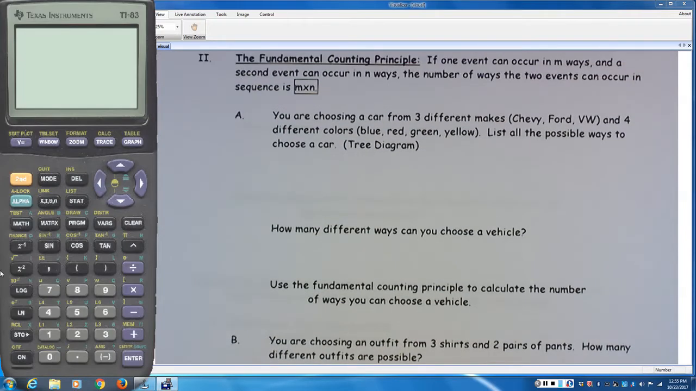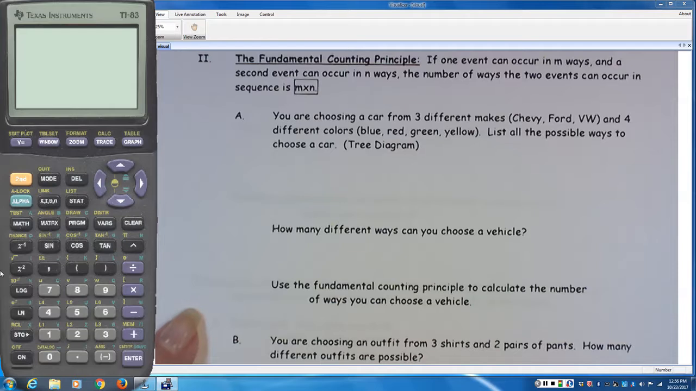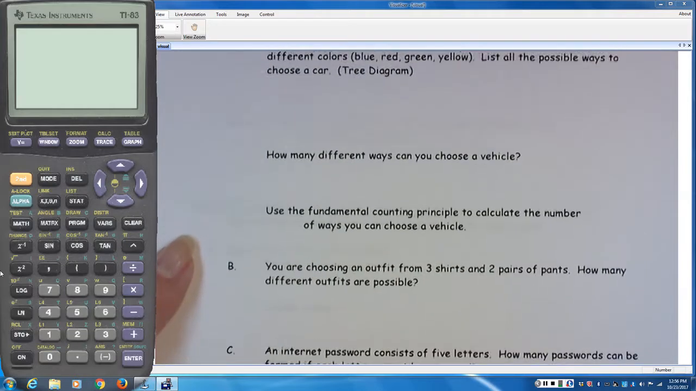At the top of this page, it tells you what the fundamental counting principle is. Just as a review, the fundamental counting principle says that if you have m choices on the first thing you choose and n choices on the second thing that you choose, then if you need to know how many different choices you can make total, you multiply the number of choices on the first one times the number of choices on the second one. It's better to look at this in context because it makes more sense.